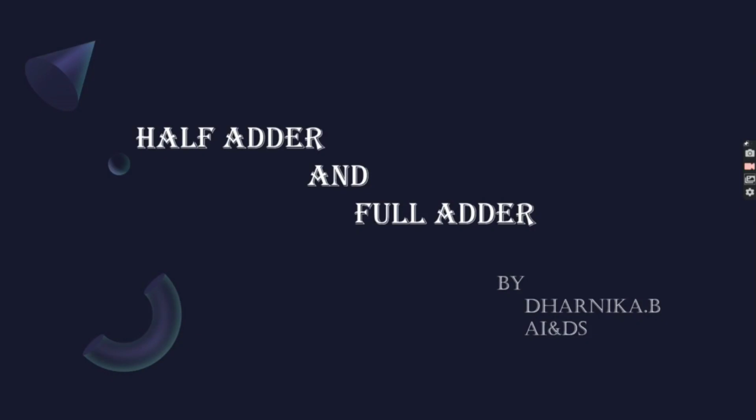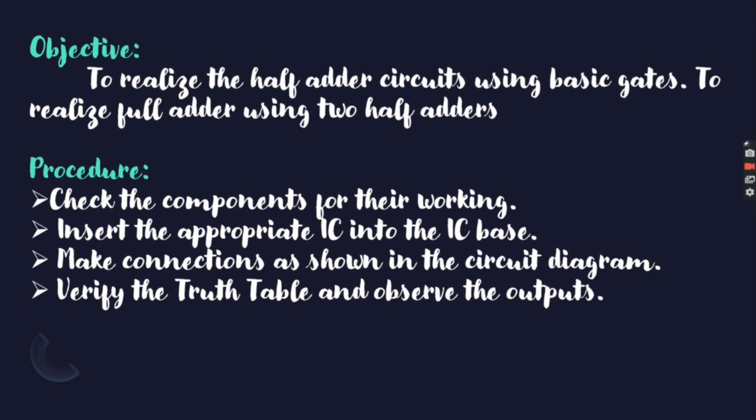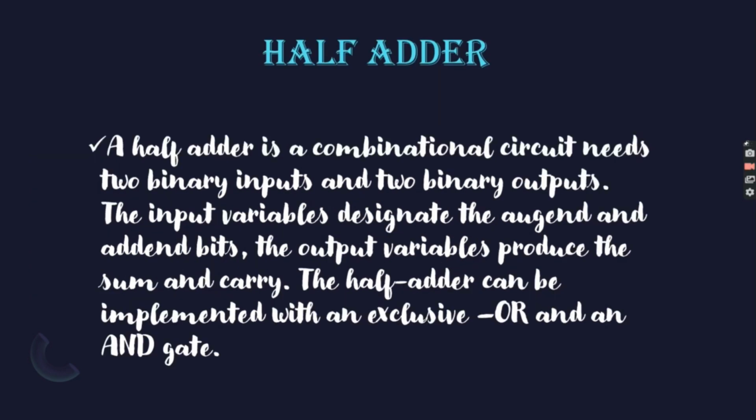In this presentation, we are going to see half adder and full adder. The objective is to realize the half adder circuits using basic gates and to realize full adder using two half adders. Procedure: check the components for their working, insert the appropriate IC into the IC base, make connections, verify the truth table, and we should observe the outputs.